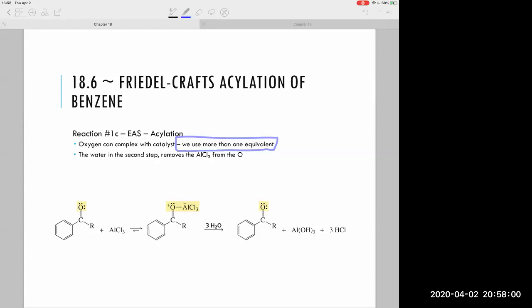The fact that you actually have to have way more aluminum chloride than you would think, because not only is it going to be consumed in terms of generating your acylium ion, it's also going to be consumed in terms of reacting with the carbonyl oxygen. So when you do these reactions, you have to use more than just one equivalent of your aluminum chloride.